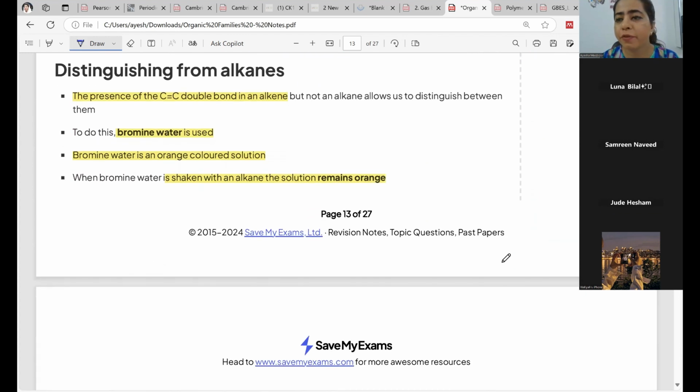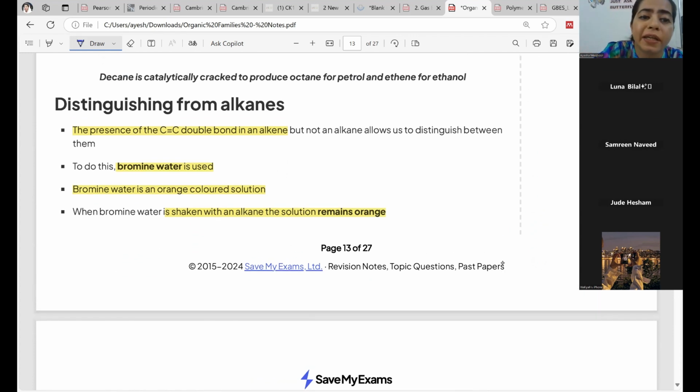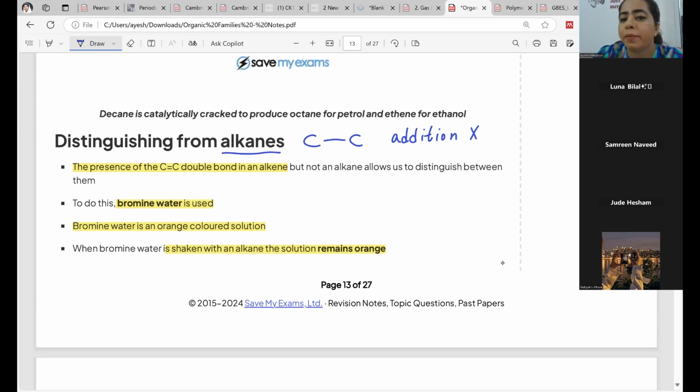Now we know the difference between alkanes and alkenes. Alkenes have a carbon-carbon double bond inside. Alkanes do not have a carbon-carbon double bond. They have single bonds. And we said that in alkanes, the carbon-carbon single bond is unreactive and is not going to have addition reactions. It will have substitution reactions and combustion reactions, not addition. Addition means it cannot add anything on the carbon. But in case of the alkenes, when they have a carbon-carbon double bond, they can have addition reactions.